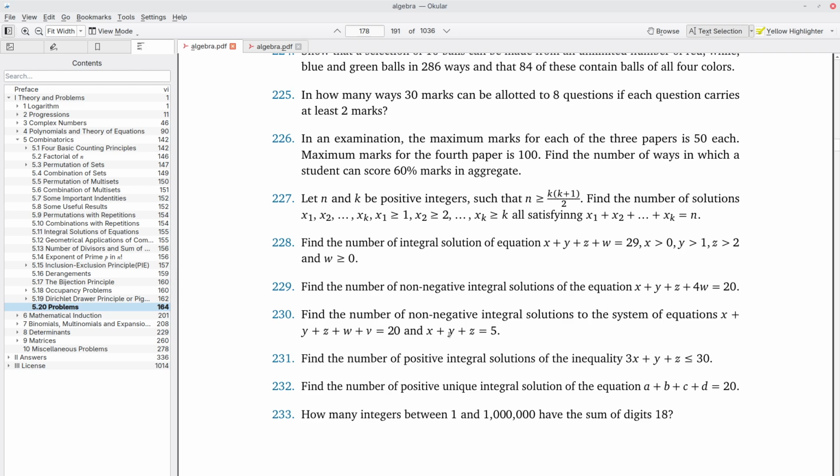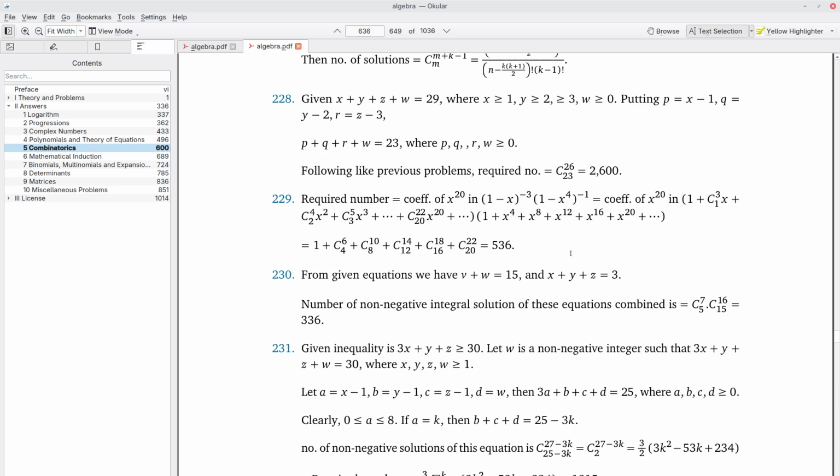Okay, let me think. So v plus w will be 15. We put it here, then it becomes 15. No, this should be 5. This is 5, guaranteed to be 5. It is a typing mistake. So the number of non-negative integral solutions of these equations combined would be 7C5 and 16C15. So yes, this is definitely 5, this is not 3.